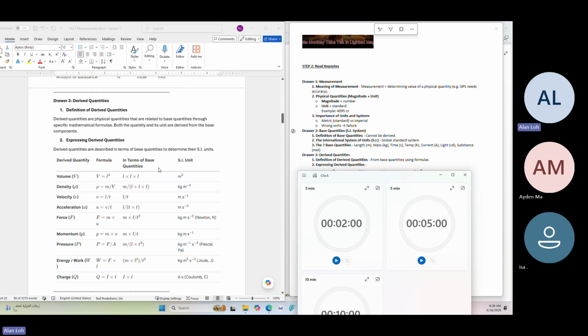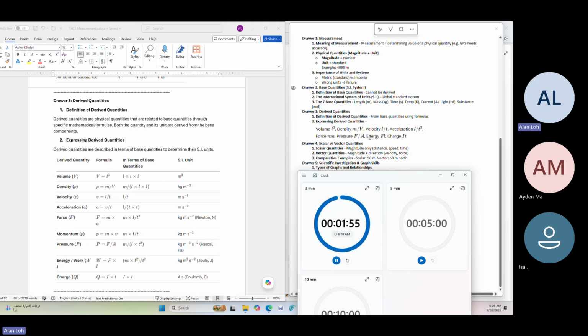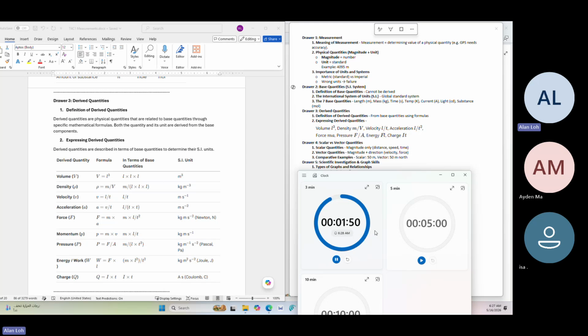We will do 1 minute for drawer 3 because drawer 3 is very short. 25 seconds. 10 seconds. All right, so drawer 3 is derived quantities.